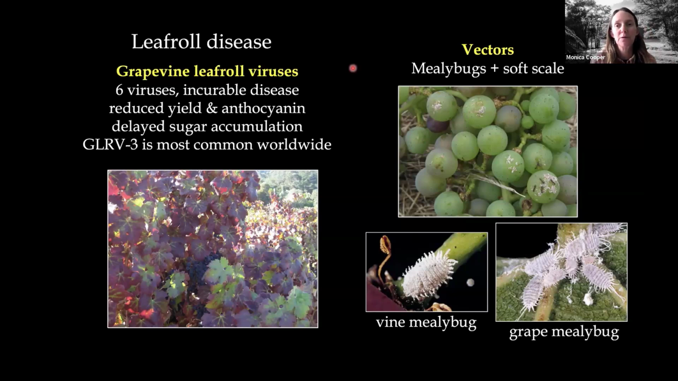And so for leafroll virus 3, the vectors are mealybugs and soft scale. In California, at last count, we have 5 different mealybugs in vineyards. The 2 most common are vine mealybug and grape mealybug. And then we also have soft scale. So we have European fruit lecanium scale, which is also a vector. However, as this virus has been studied worldwide, most of the studies have focused around mealybugs as vectors. And since those are our main vectors, those are the only vectors that I'm going to talk about today, other than to mention that they are not the only vectors.